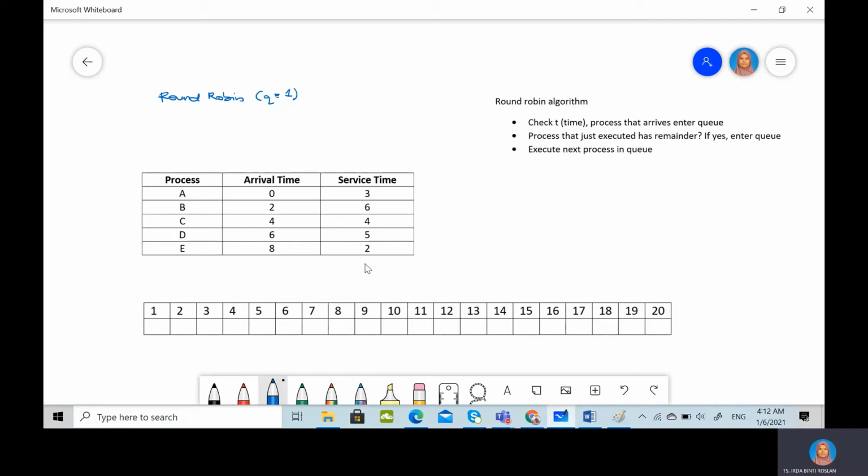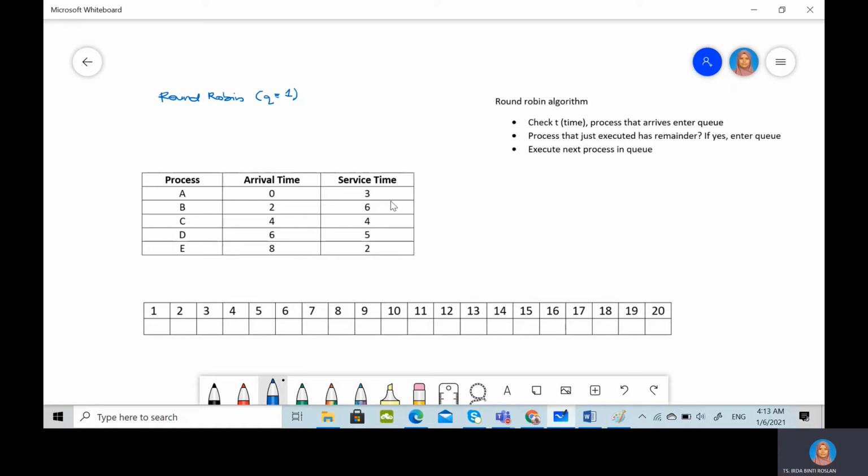The question here is taken from the William Stallings slides, our lecture note from the uniprocessor scheduling slides. We have 5 processes A, B, C, D, E, and the arrival times are 0, 2, 4, 6, 8, meaning that process A arrived at time 0 and the service time for process A to finish is 3. Process B arrives at time 2 and requires 6 service time, and so on.